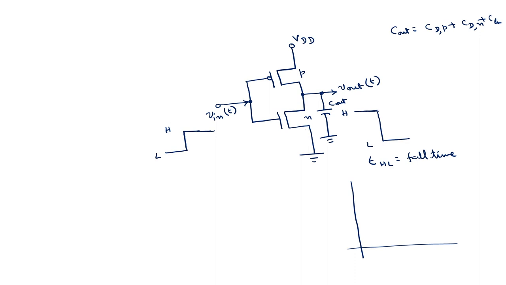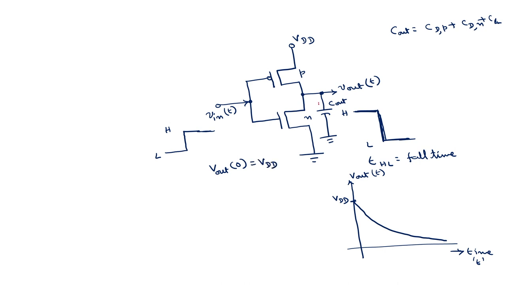Initially, what will be the output voltage? High. Then it will come to low. Initially VDD, but it will not come abruptly. In the ideal case, the time taken to change from high to low is 0, but practically, because of these capacitances, there will be an exponential decay. Finally, it will come to low. This is nothing but V out as a function of time. What is the initial value of V out? At 0, initially high, it is VDD.